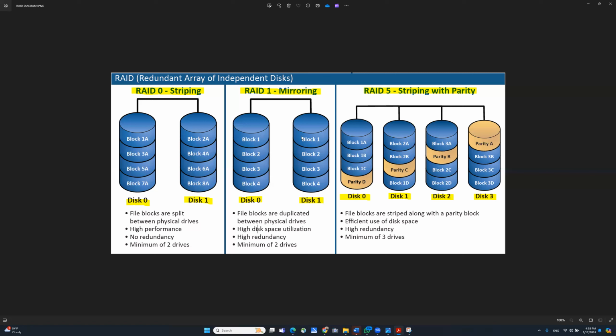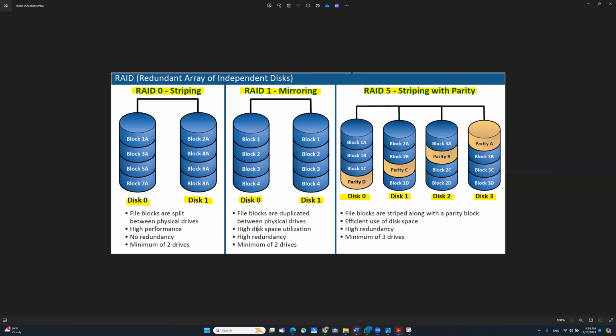You have to have the exact same size of hard disks. It has high redundancy because if one drive fails, you still have the data on the second drive. So it's kind of like a backup, but it's not a true backup, as I said before, because a true backup is having data on two disks but also having data on the cloud as well. So in case those disks fail, you have a backup copy somewhere else. Again, the minimum is two drives here.